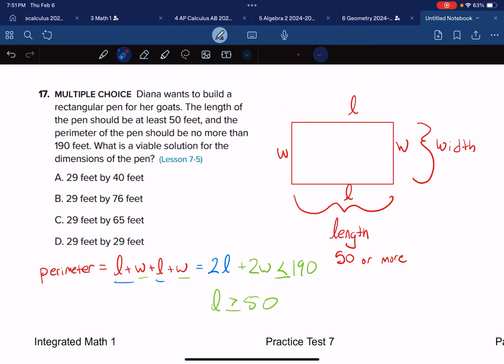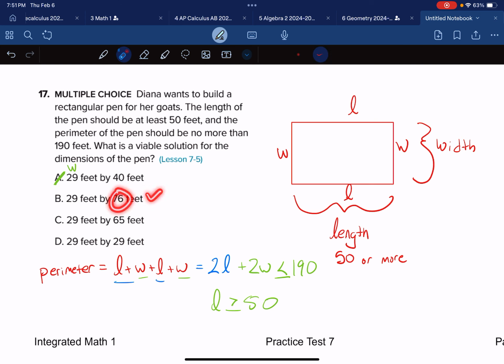to solve it. Because if the length has to be 50 or more feet, can that be the length? No, that has to be the width. So we know by default, this has to be the width. The width is 29 feet. This is the length. So the length has to be at least 50. Is that number at least 50? No, it's not A.